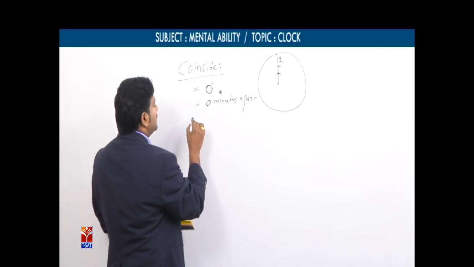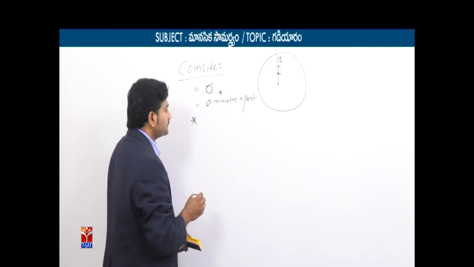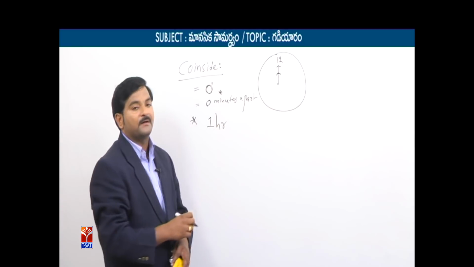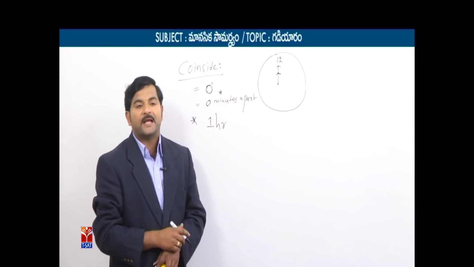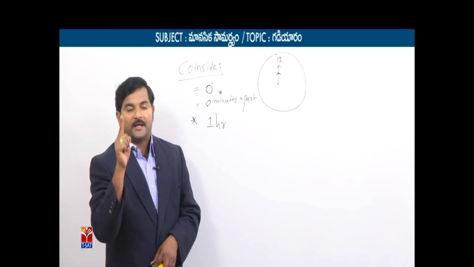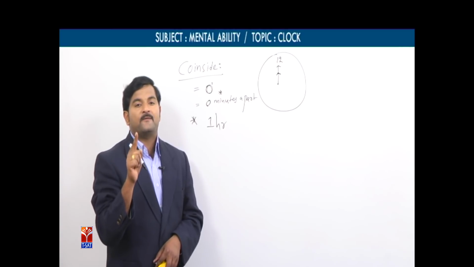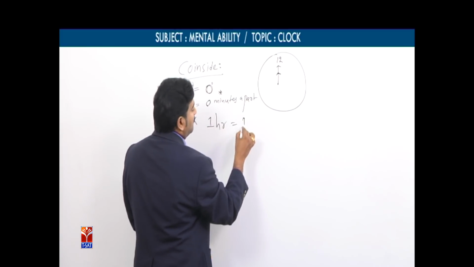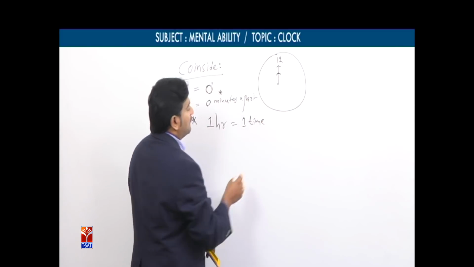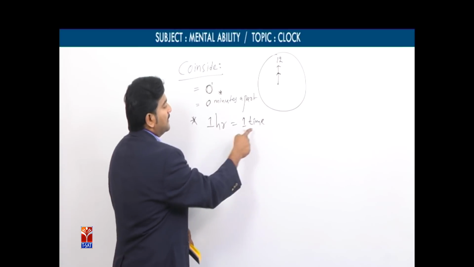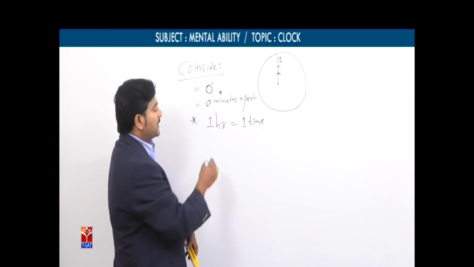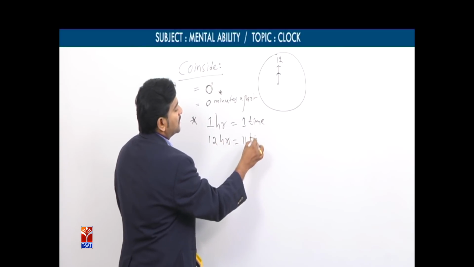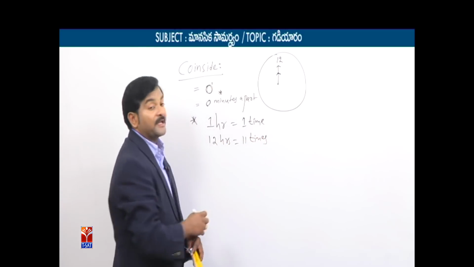And one more important condition is that in the span of every 1 hour, two hands coincide only one time. Again I am reminding you students, in the span of only 1 hour, two hands coincide only one time. So now you can ask one question. For 1 hour they coincide one time, but if you take 12 hours, in a 12 hour span, these two hands coincide only 11 times.